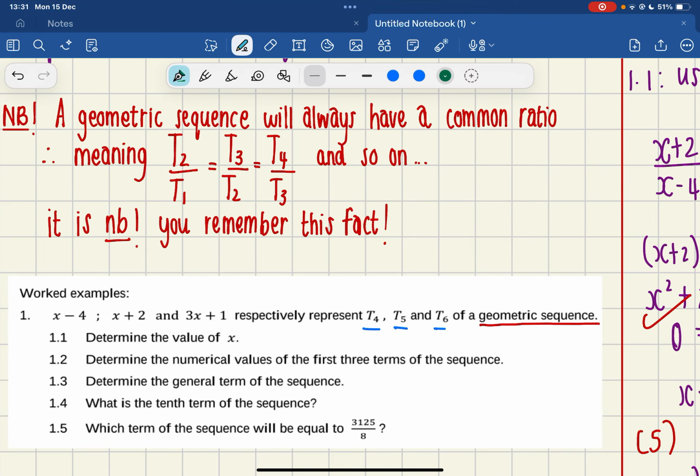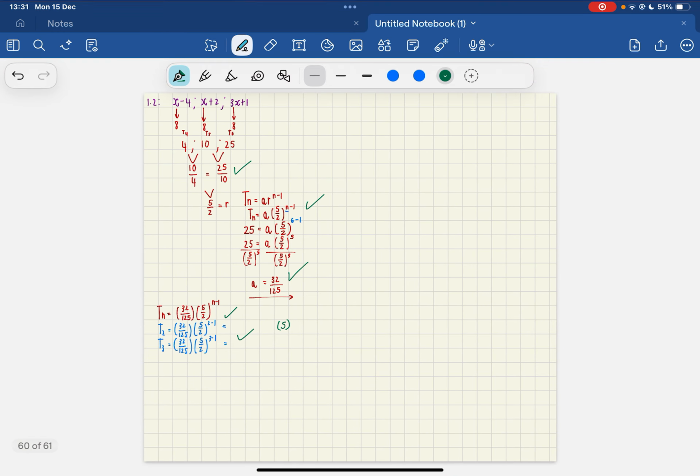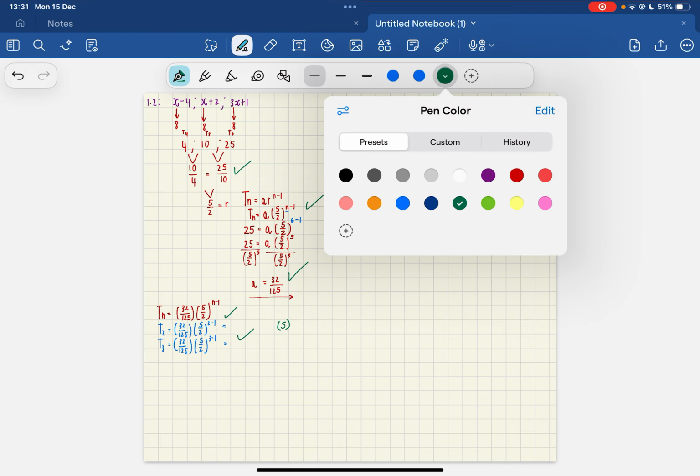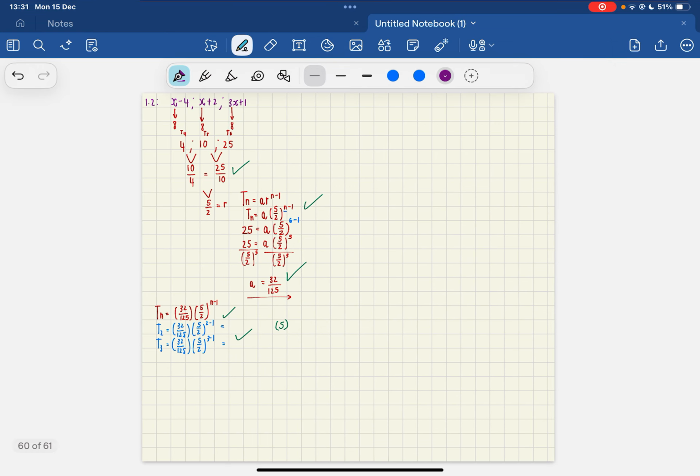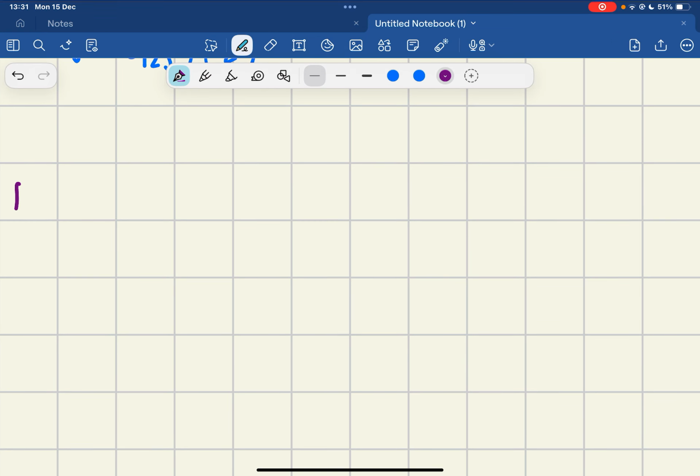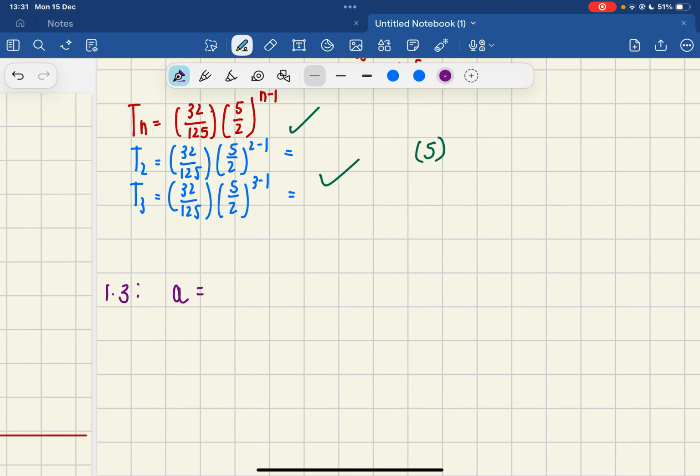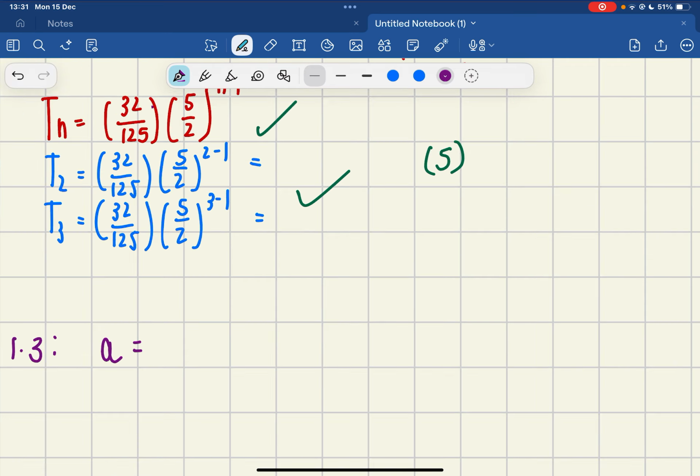And then they said determine the general term of the sequence. This is 1.3. Determine the general term of the sequence. We've already done this if you think about it, because we've already solved for it in question 1.2. The general term, we've already got A. What is our A value?